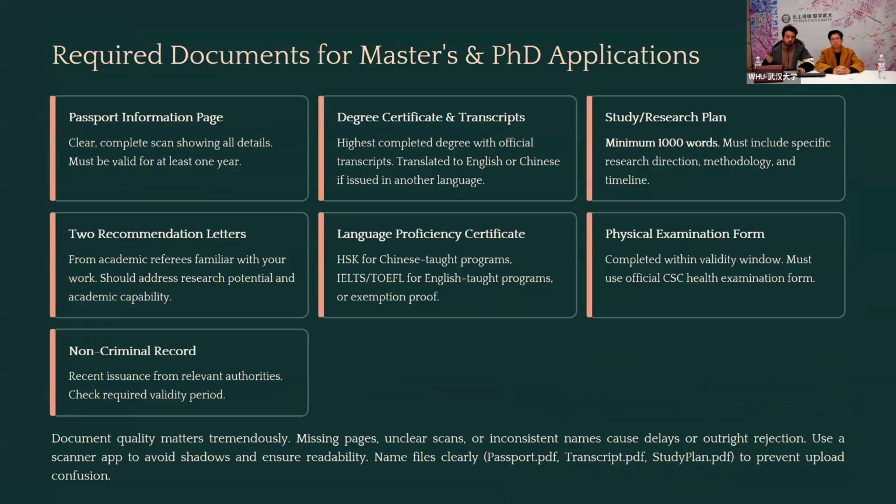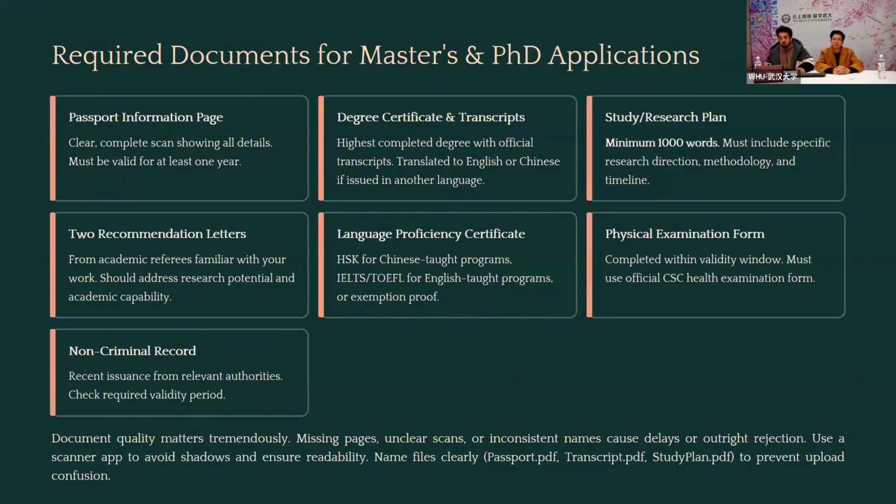Whenever you are applying for scholarships in other countries, your passport is the compulsory document. Your passport's expiry date should be at least more than 1 year, then you go and submit your application. The second document is degree, certificate, and transcript: highest complete degree with official transcript translated to English and Chinese if issued in any other language. If your transcript and certificate are not in English or Chinese, you have to translate it and need notarization.